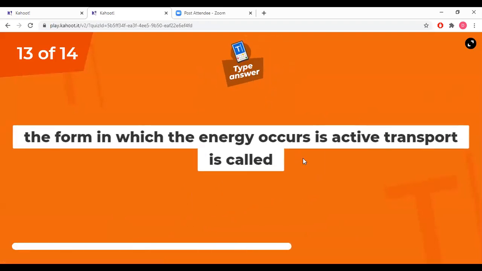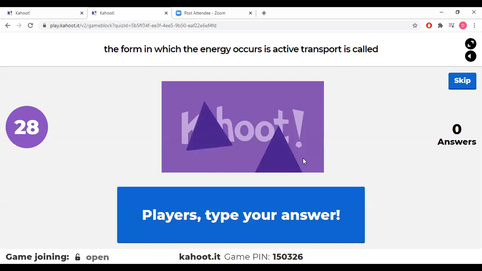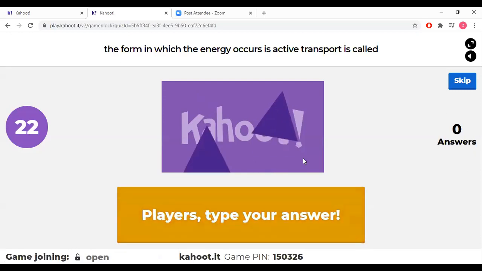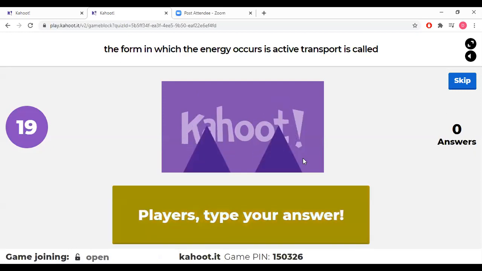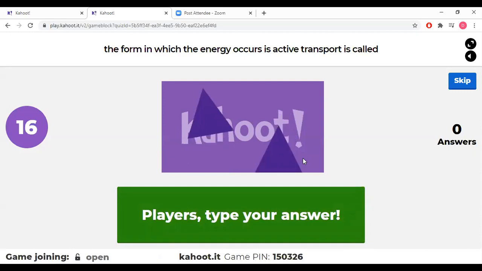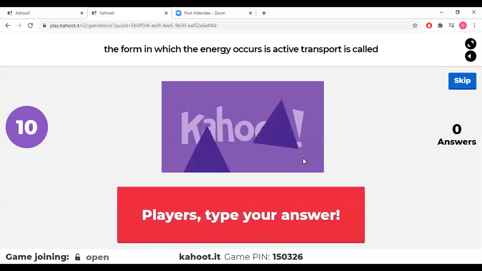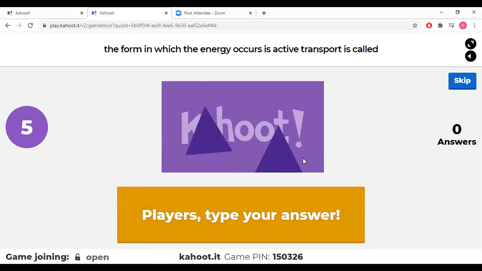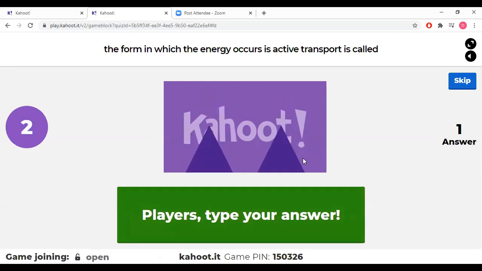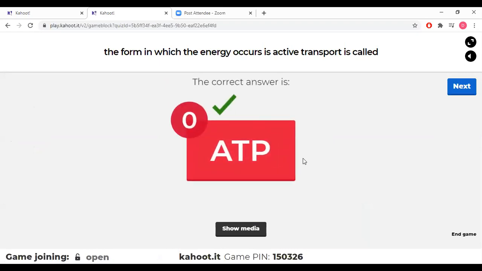Second last question. The form in which the energy occurs in active transport is called what? I told you that when you see that one present, it's an energy carrier. In which form? Use the abbreviation of that word. You need this, it's the energy input. Use the three letters for that energy input. ATP. What did you guys type? Because I saw you typed. What exactly did you put as the answer?